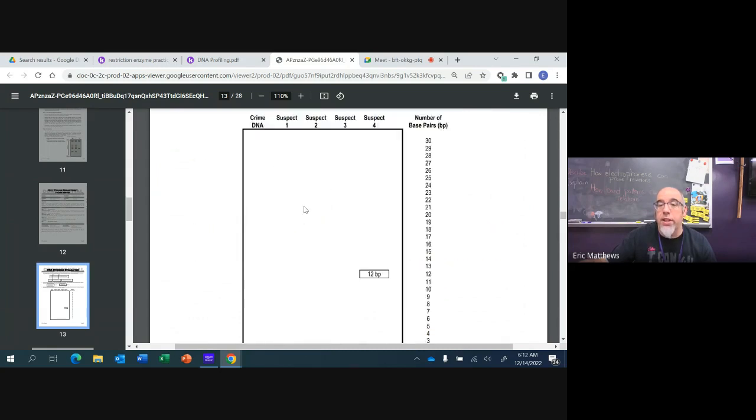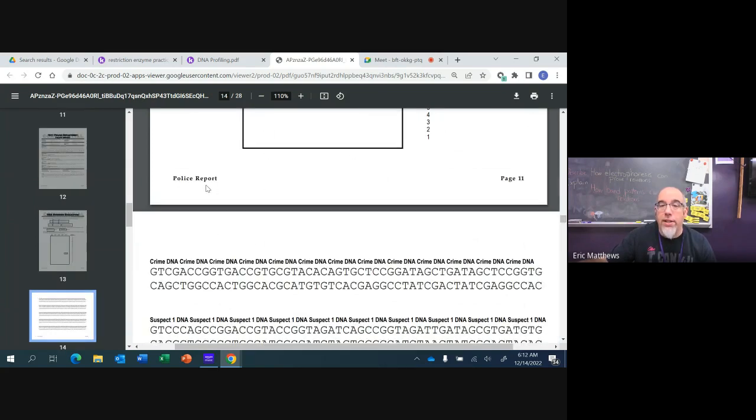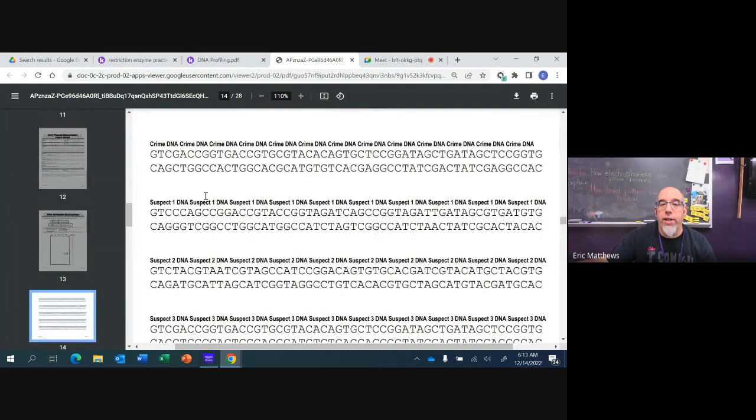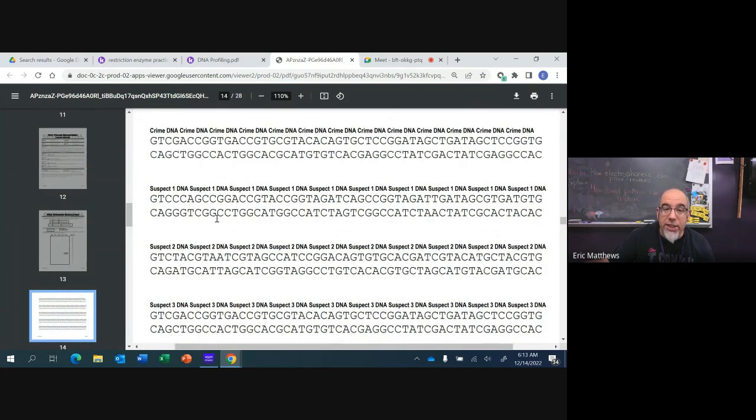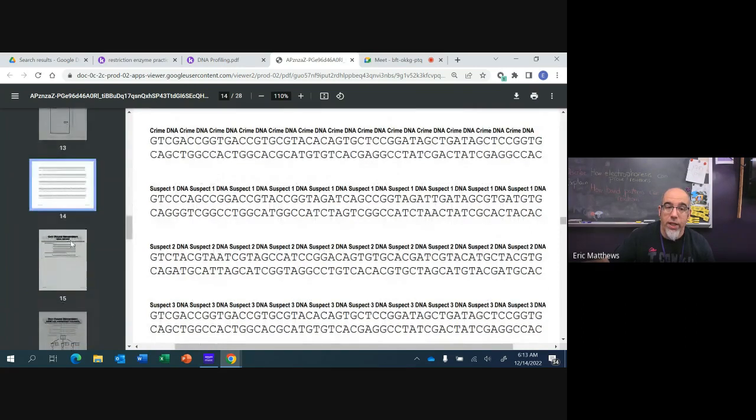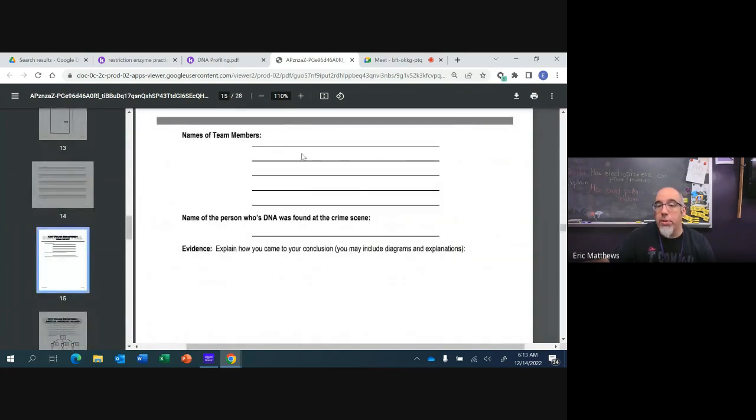And then here is the electrophoresis where you're going to draw in the little banding for the crime scene and suspects 1 through 4. Down on the next page are all of the different DNA strips. Now, once again, I suggest work with your group. If each person works on one of these and gets that done, then everybody can get that information easier. Remember, you are cutting between CC GG. And then at the end, name the members of your team, name the person whose DNA was found at the crime scene.